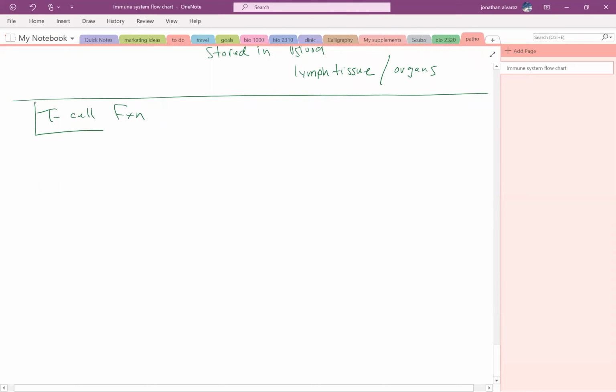Okay, so T cell function. All right, we'll look at 3 of them. Okay, 3 major components of T cell function. All right, number 1 is the cytotoxic T cells.